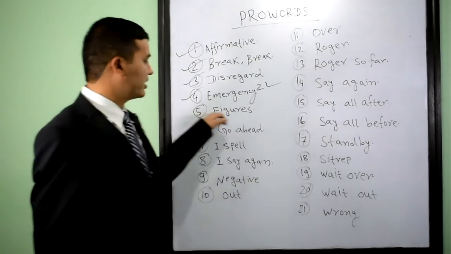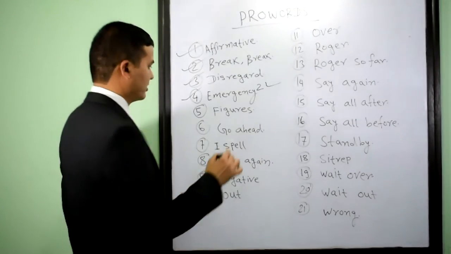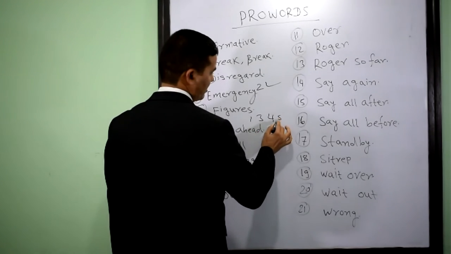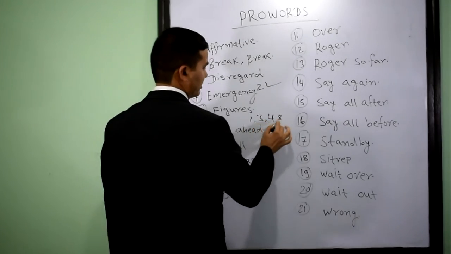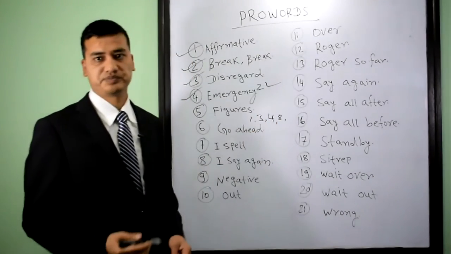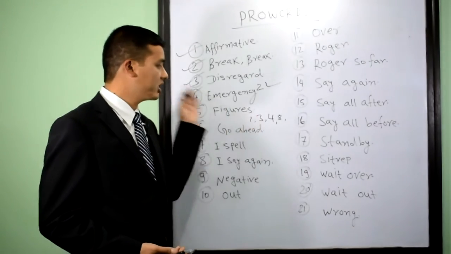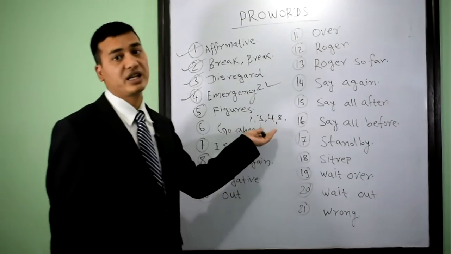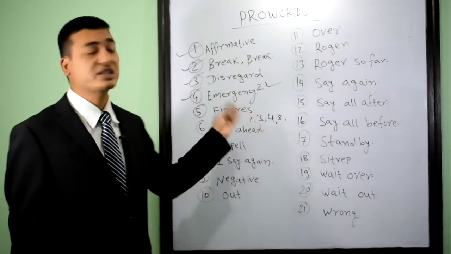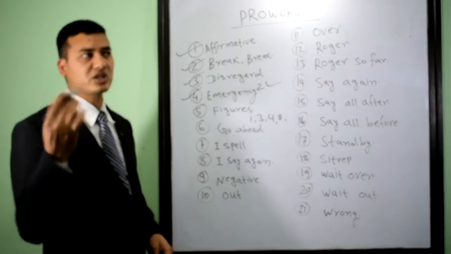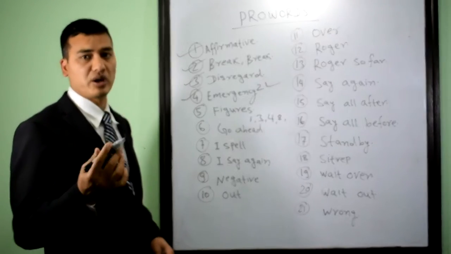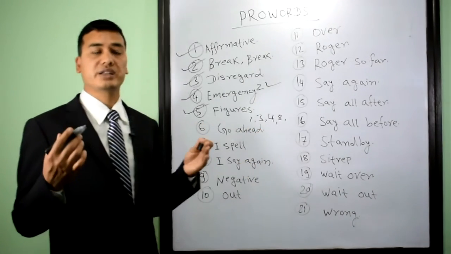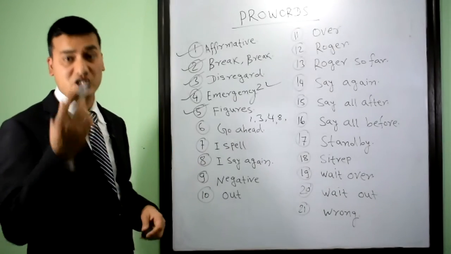Number five, figure. Suppose these are numbers: 1, 3, 4, 8. Figure means numbers to follow. 1, 2, 3, 4: how many figures are here? Four figures. You don't say number on the radio, just say figure.